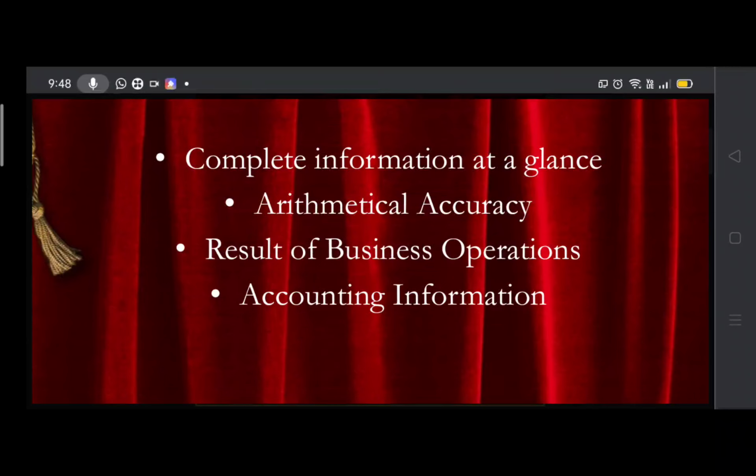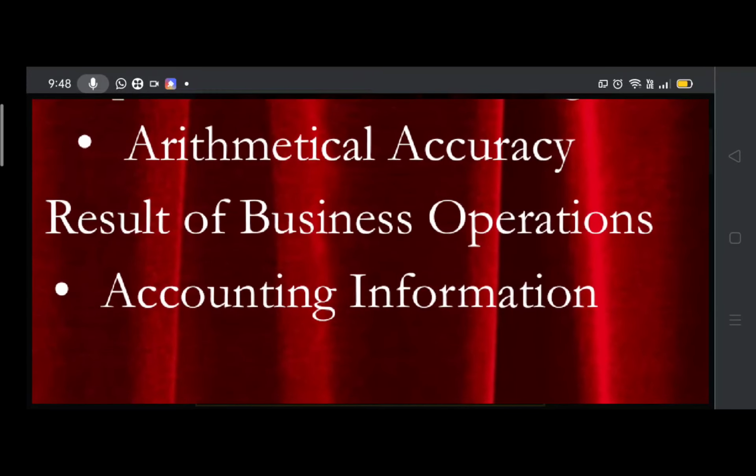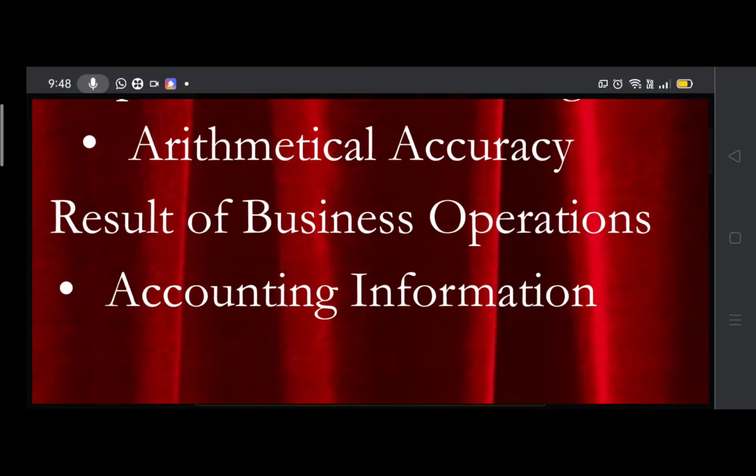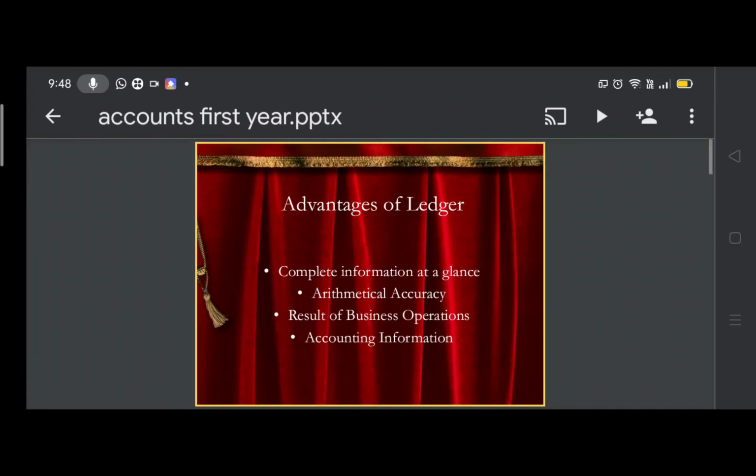Next we have the result of business operations. From the trial balance we prepare our financial statements to know the financial position of the organization. That is how we come to know the result of the various business operations. Then we have accounting information. The data supplied by these ledger accounts is summarized, analyzed and interpreted for obtaining various accounting information. So that was about the various advantages of the ledger.